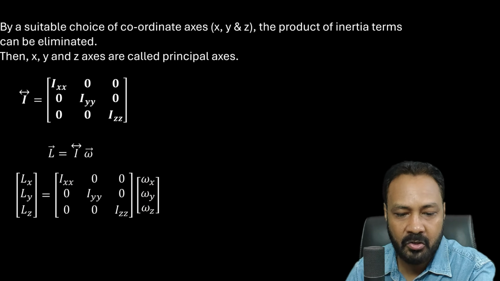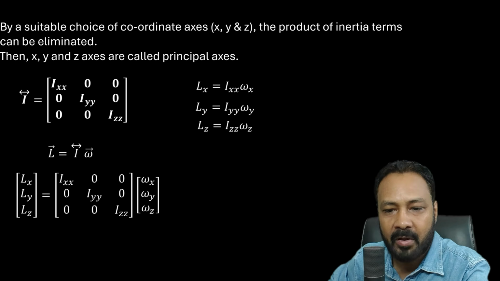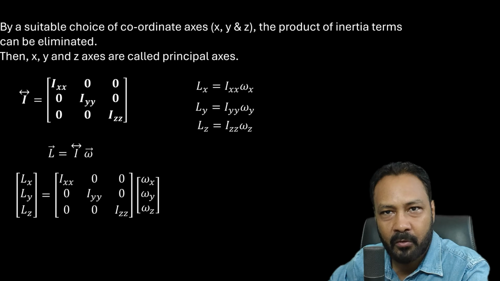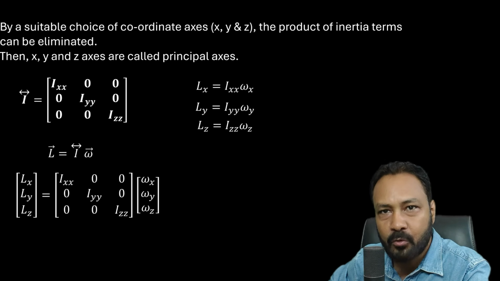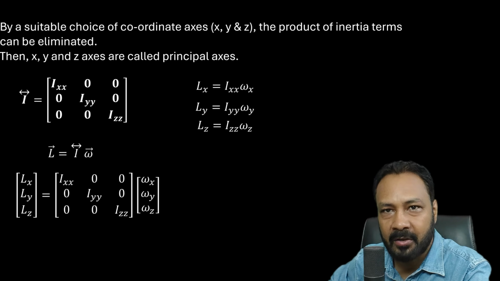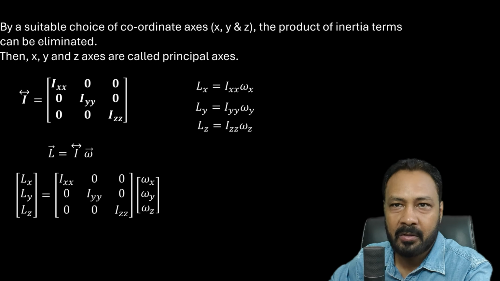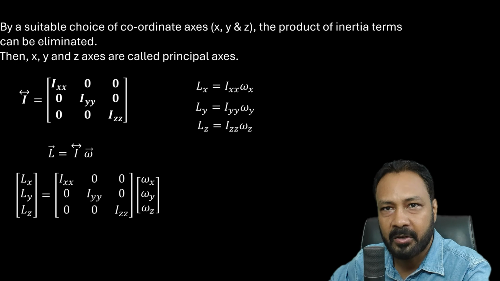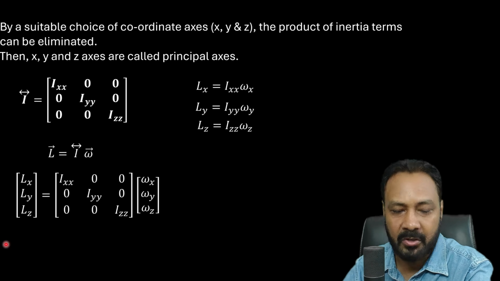Just do the matrix multiplication. So we will get Lx equal to Ixx omega x, Ly is Iyy omega y, Lz is Izz omega z. So first we get the three components of the angular momentum along the principal axes and then club them together. The net angular momentum would be Lx i cap plus Ly j cap plus Lz k cap. We will get the overall angular momentum about the required point. So now we have the necessary tool for using angular momentum, but I will just illustrate how this logic is also used for our normal case that is taught at the JEE level.